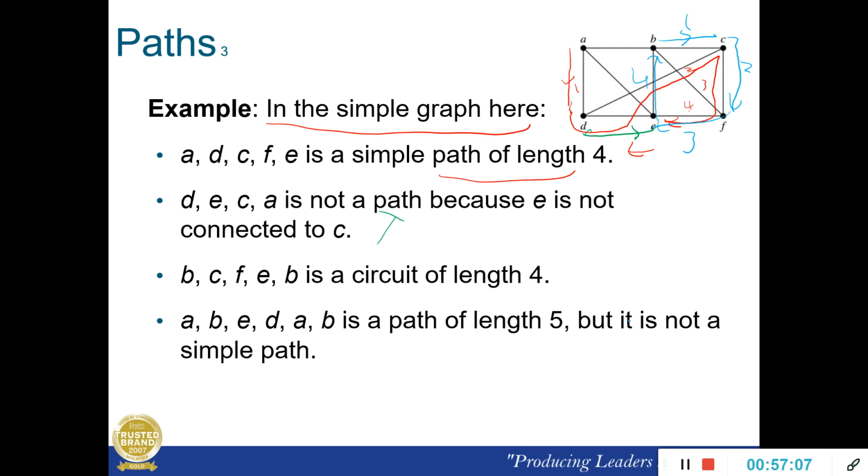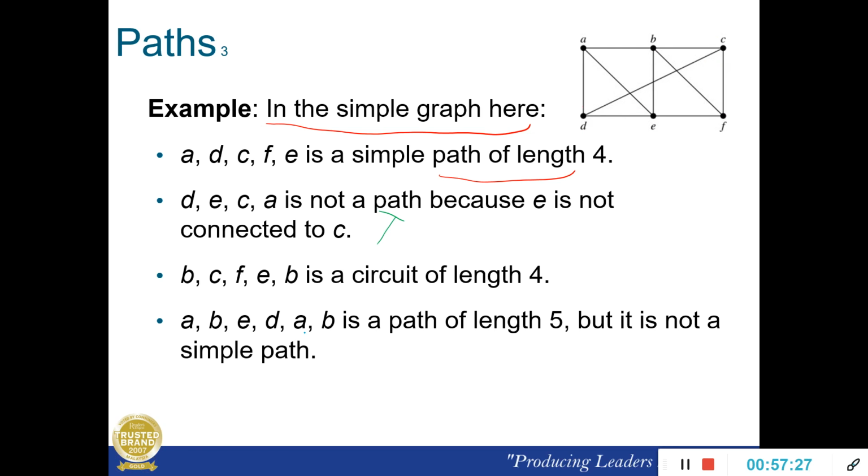ABDAB is a path of length 5, but it's not a simple path. So ABEDAB. We delete this. Sorry. Never mind. I recorded this lecture, so I will upload it on YouTube later.